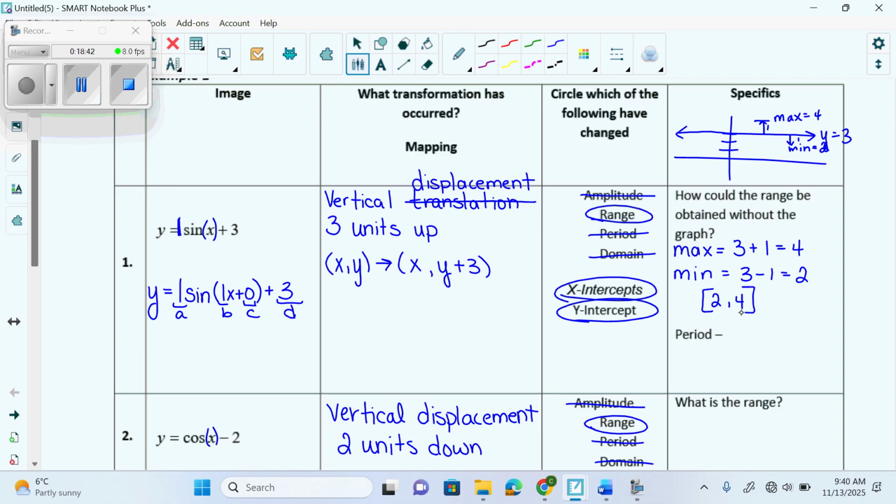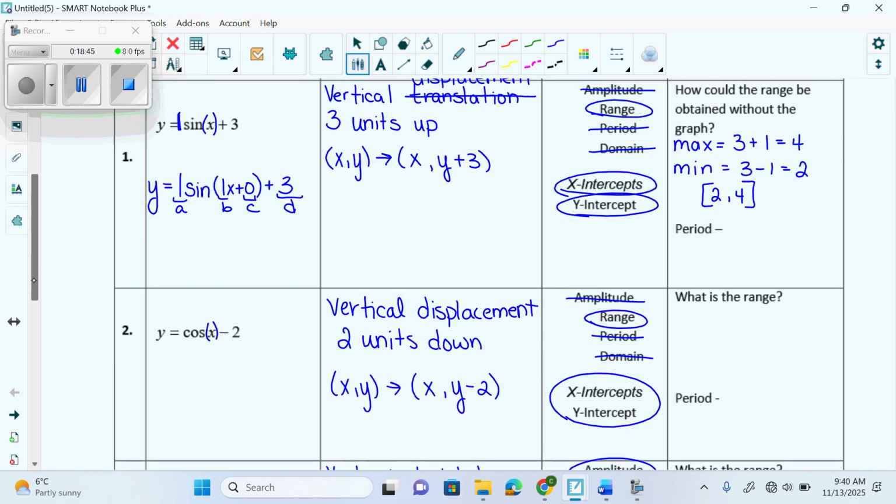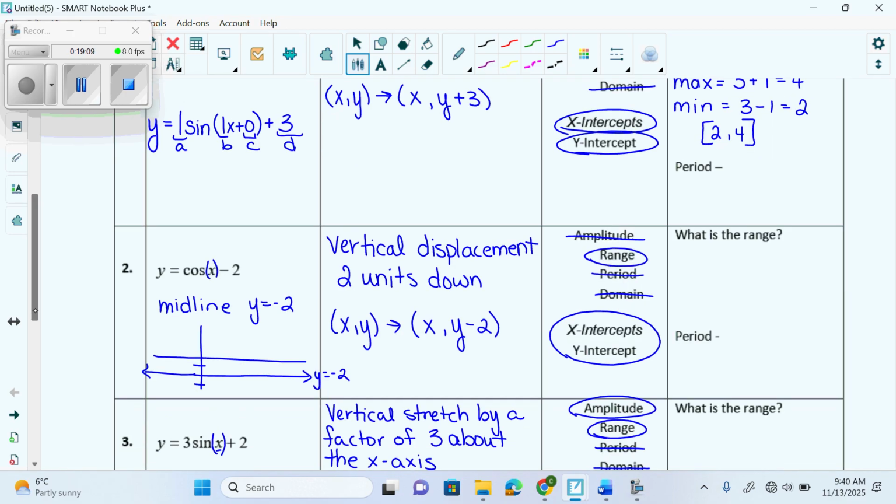Okay, we'll do one more together. What is my midline on this one? My midline is y equals -2. True. So we go like this, we go like this, we go like this. Y equals -2 is my midline. Yeah? Okay, what's my amplitude? 1. So I'm going to go up 1. So what's my max at? And I'm going to go down 1. What's my min at?